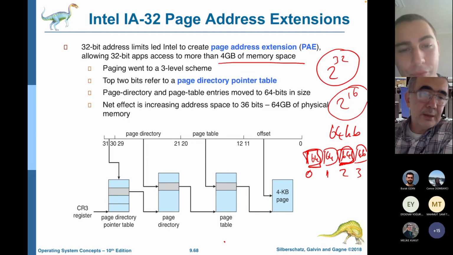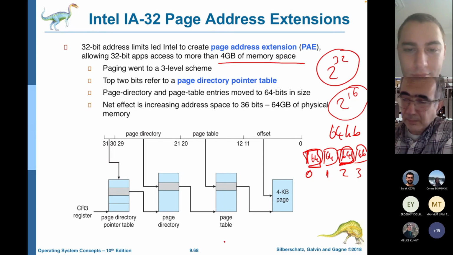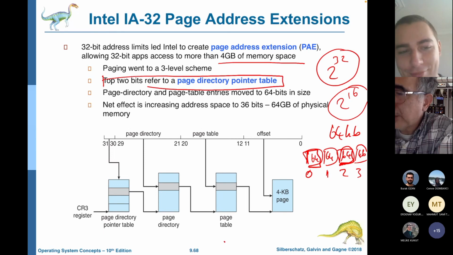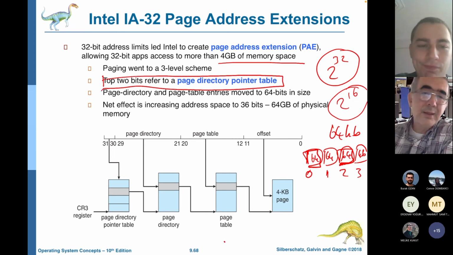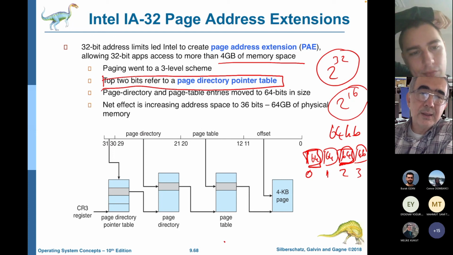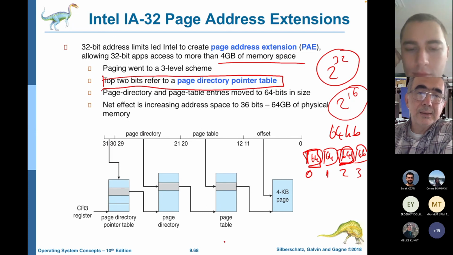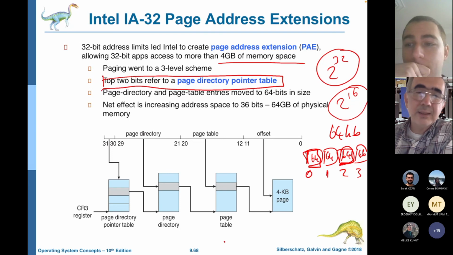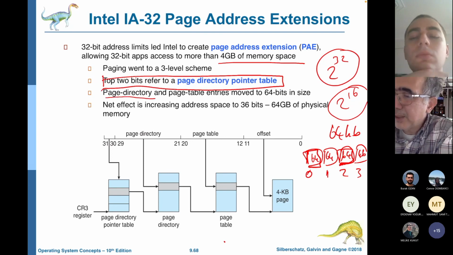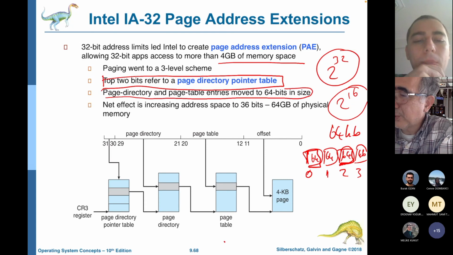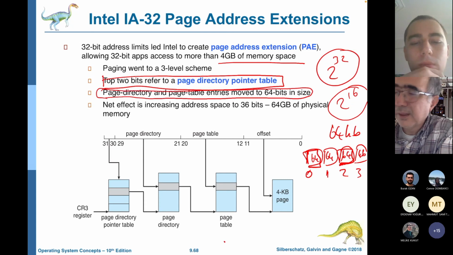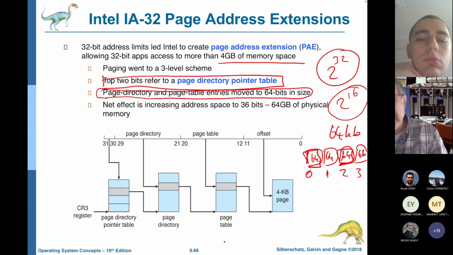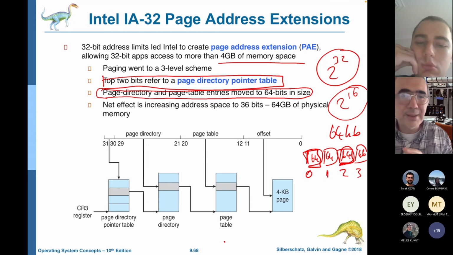Therefore, the page directory pointer table was invented, and page directory and page table entries moved to 64 bits. So it is actually a 64-bit architecture added to the 32-bit architecture.